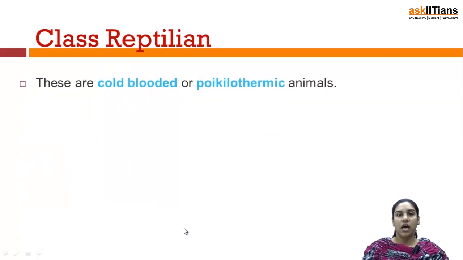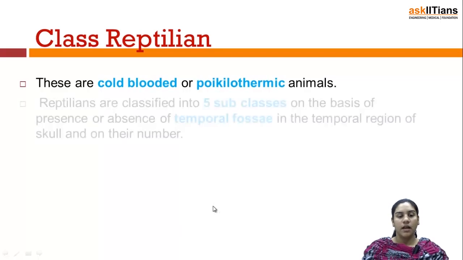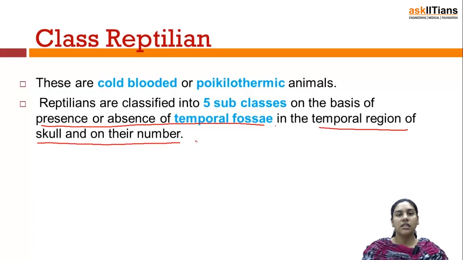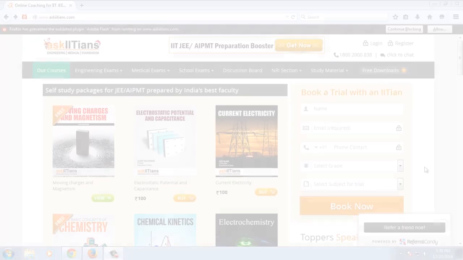These animals are cold-blooded or poikilotherms, and the reptilians are classified into 5 subclasses on the basis of presence or absence of temporal fossae in the temporal region of a skull and on the number of the temporal fossae present. So these temporal fossae are present here in the skull. These are shallow depressions in the skull.